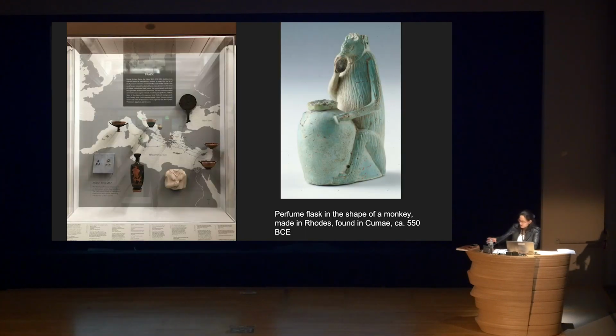Okay. The centerpiece of the second half of the gallery is a case that is tripartite in concept. The front features a map with objects embedded to visualize the transmission of objects and ideas via trade beginning in the 9th century. And the map makes it possible to see the trade routes and follow object biographies. For example, on the right, a monkey-shaped perfume flask made in Rhodes, heavily influenced by Egypt, both in material and iconography, and found in the Bay of Naples at the Greek city of Cumae.